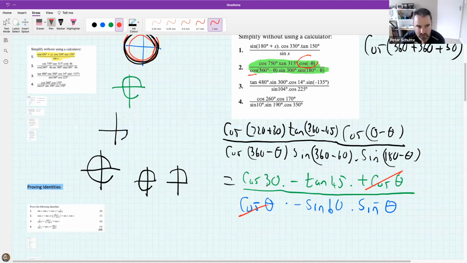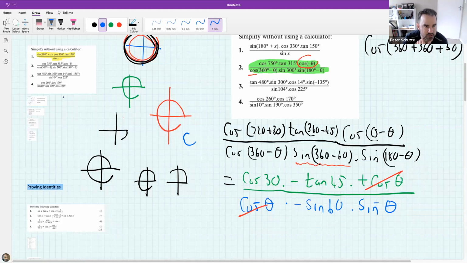Who has a suggestion? Why is the 60 negative on sine? This is because this is quadrant 4. So if you go to quadrant 4, sine is actually negative in quadrant 4. So only cos is positive in quadrant 4. And so that's why there needs to be a minus.